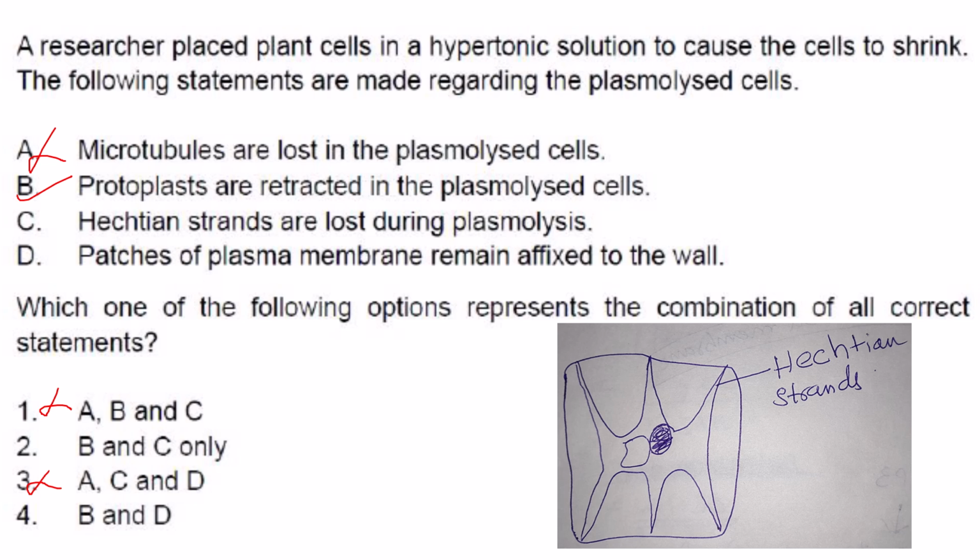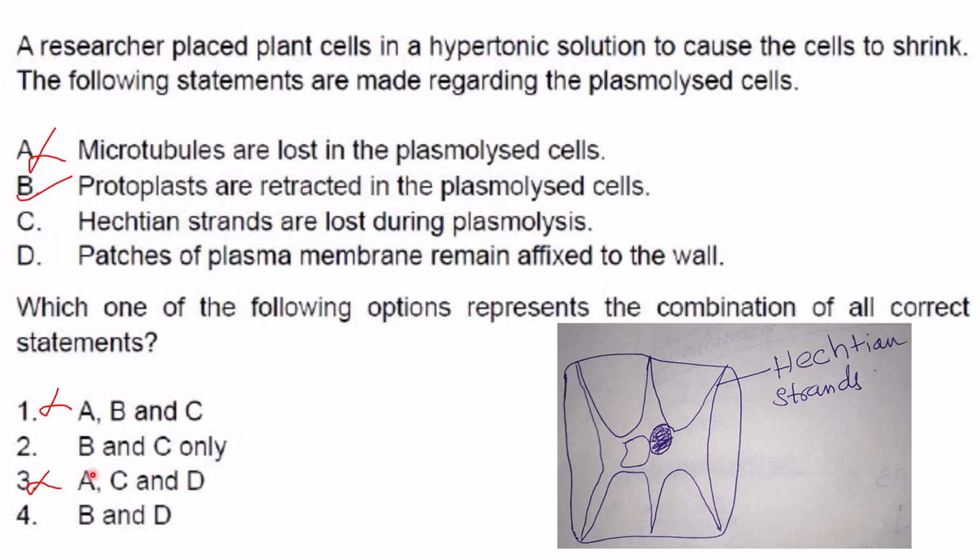So what are these Hechtian strands? This is your cell wall. This is your protoplast, which is retracting from the cell wall when placed in hypertonic solution. This is nucleus. This is vacuole. This is a strand of cytoplasm attached between the contracted protoplast and the cell wall. That is called Hechtian strands. They are rather visible in a plasmolysed cell.